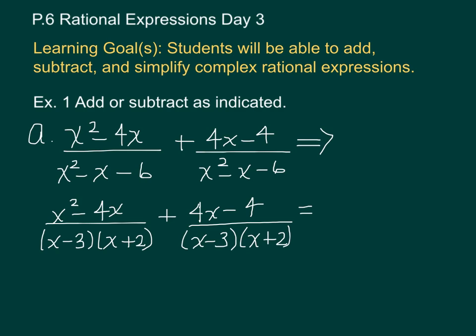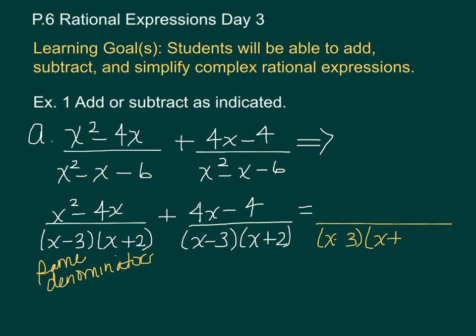Okay, so the denominators are the same, right? Same denominators. So that means that we can keep our denominator. And then we're just going to add and combine like terms. So x squared, we have nothing to add with this. -4x and +4x cancel each other out, and then we just have the -4.